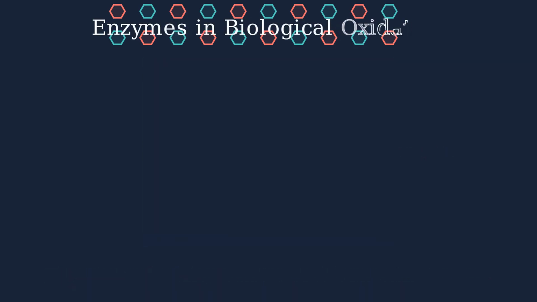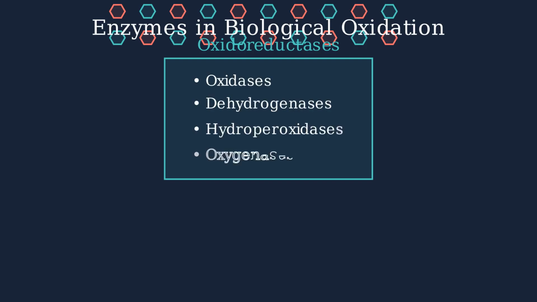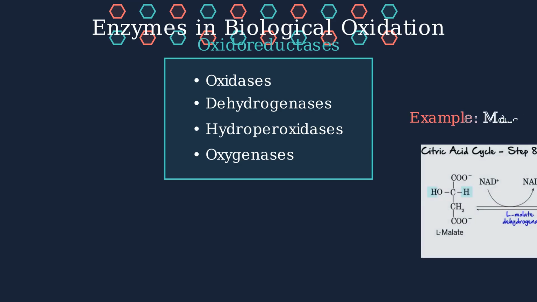Enzymes called oxidoreductases play vital roles in catalyzing oxidation and reduction reactions. These include oxidases, which use oxygen as a hydrogen acceptor, dehydrogenases, which remove hydrogen from substrates, hydroperoxidases, and oxygenases. For example, malate dehydrogenase is an enzyme that catalyzes the oxidation of malate to oxaloacetate in the citric acid cycle, with NAD+ serving as the electron acceptor.